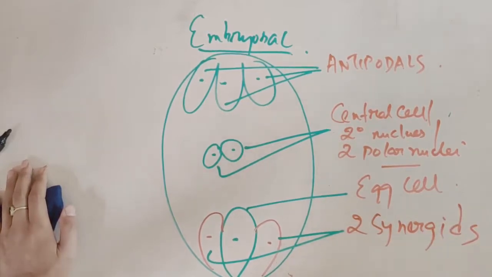Embryonic structure. So embryonic, it is a female gametophyte. Actually female gametophyte because they'll produce female gametes. So what is the female gamete? We know egg, right? So what is the structure of embryonic? It consists of 3 antipodals, 2 polar nuclei, 1 egg and 2 synergids.